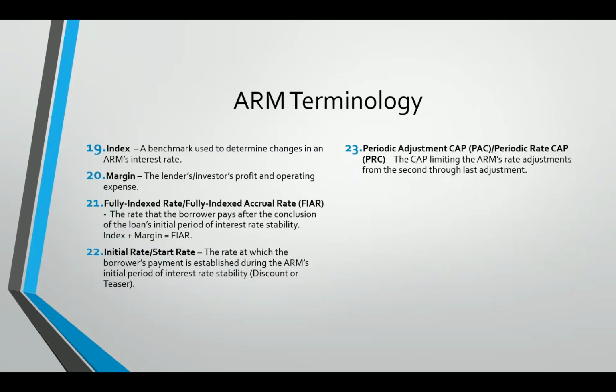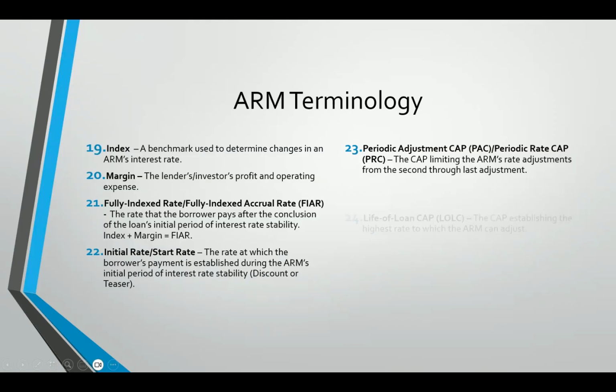The periodic adjustment cap, PAC, also referred to as the periodic rate cap, PRC, two names for the same thing. This is the cap limiting rate adjustments from the second through the last adjustment. The cap that limits the initial adjustment is called an initial adjustment cap, or IAC. Typically with conventional mortgages, you will have an IAC as the first cap. However, in VA, USDA, and FHA ARMs, there are typically two, not three caps. In that case, the periodic adjustment cap will also act as the initial adjustment cap.